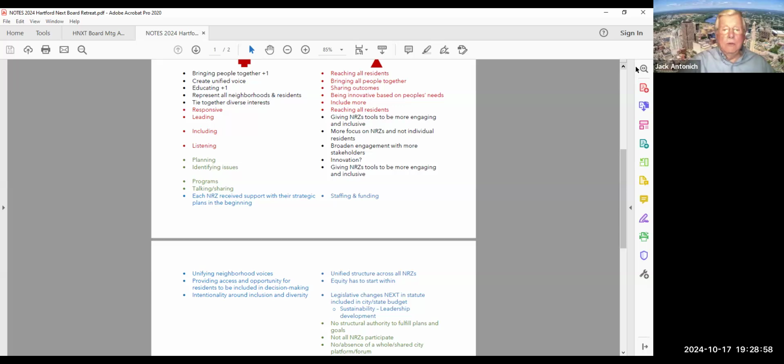I'll just chime in with one other thing that I think about every once in a while, and that is, Hartford Next has a mission, it's stated, and then each of the 13 NRZs have their own missions. We might want to consider visiting that in terms of seeing where that comes together a little bit more.